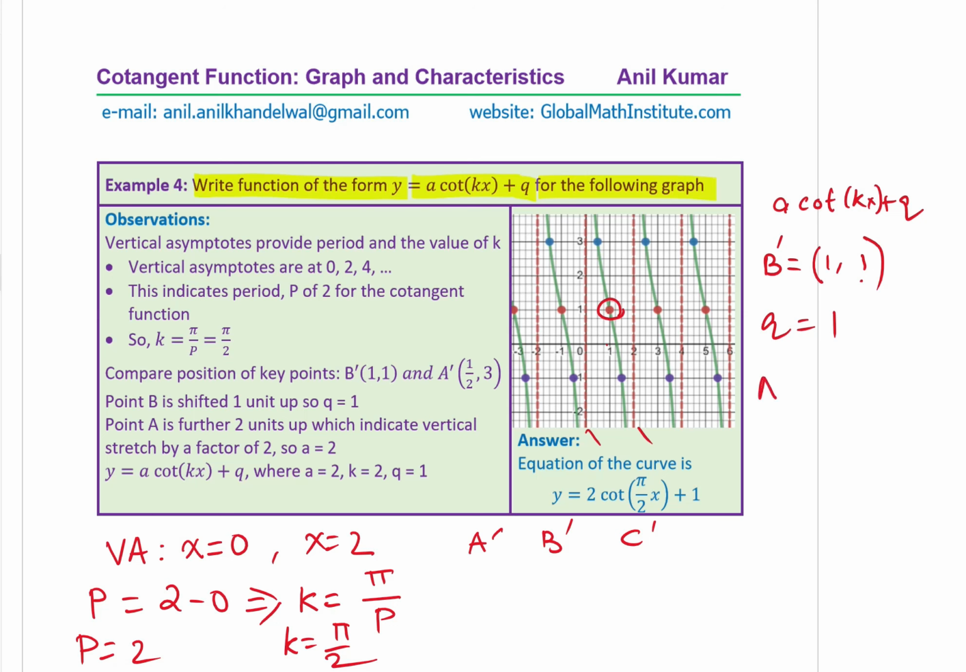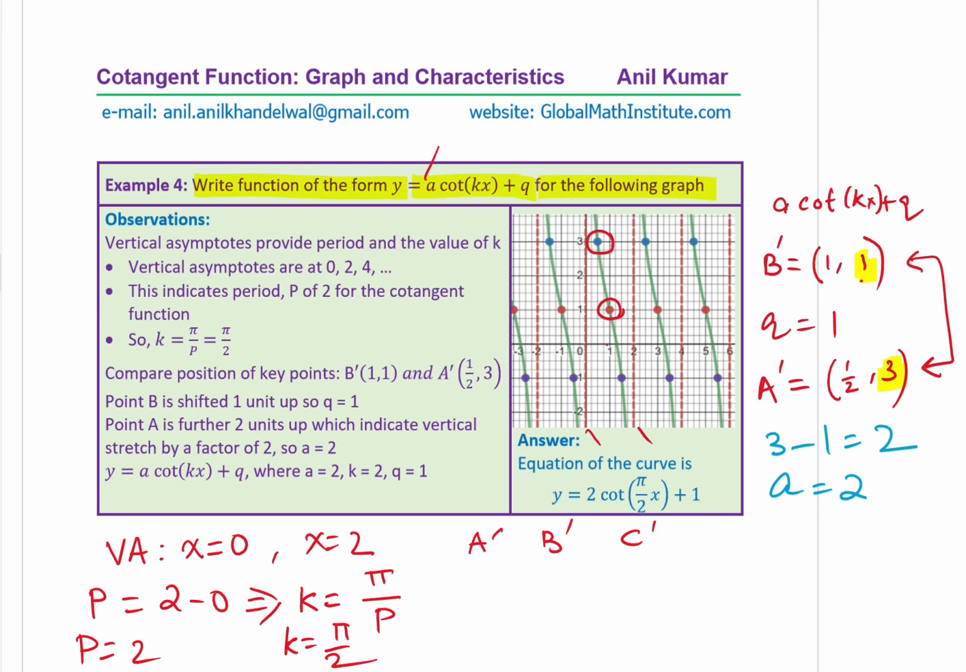Now let's look at the point A dash. Point A dash is right there, and the coordinates for point A dash are half and 3. Correct. To get the value of vertical stretch, that is the vertical distance between these 2 points. Correct. So vertical distance means difference between these two. So as we can see, 3 minus 1 is equal to 2. So the value of a should be 2.